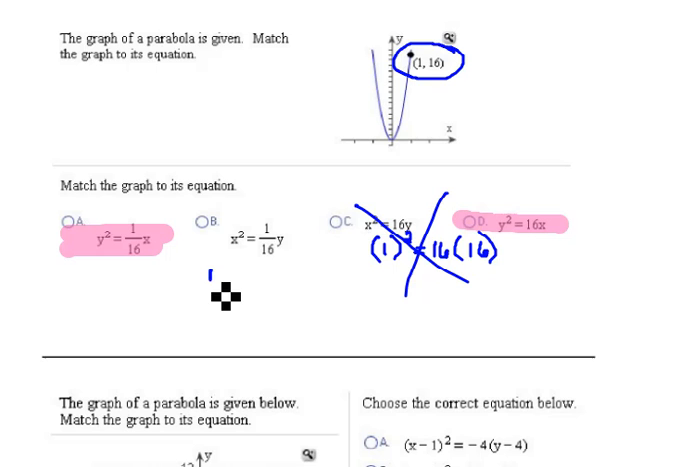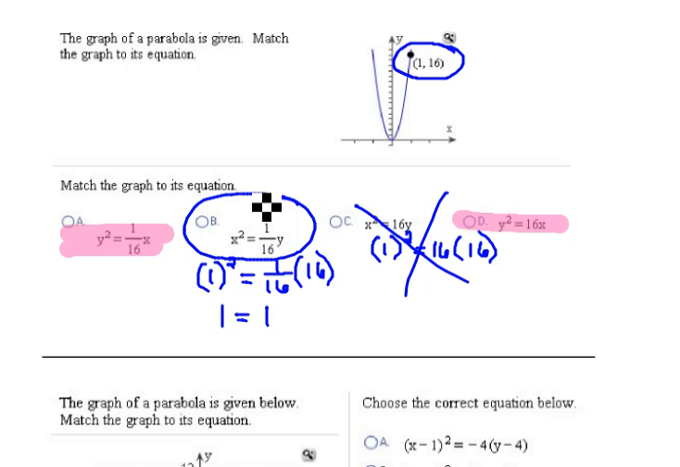Let's put in a 1 for x squared equals 1/16 times, instead of y, let's put in a 16. So 1 squared is 1, and 1/16 times 16 is 1. So that tells us that this is our correct answer. So we're going to use a little bit of logic along with our knowledge to figure this out.